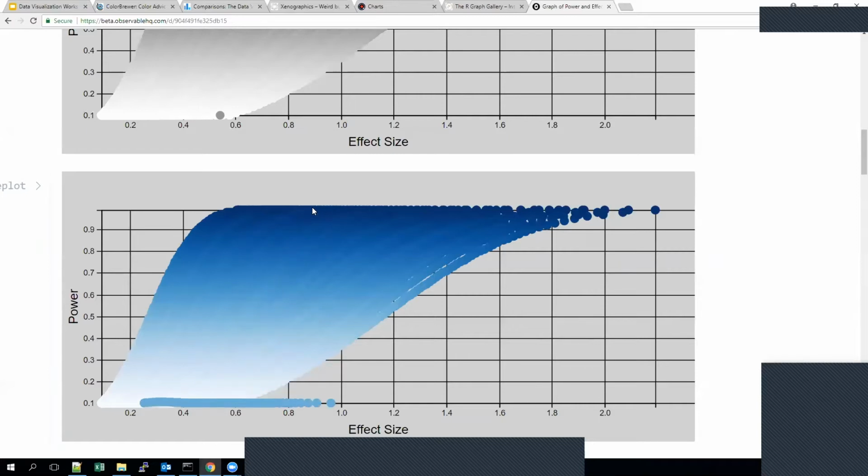And so what you want to think about as you're designing these types of plots and using color variation is making sure that one of the colors is not interfering with the other colors. So just keep being mindful of that.